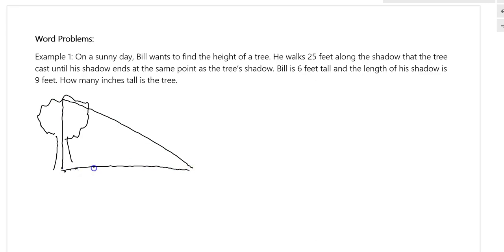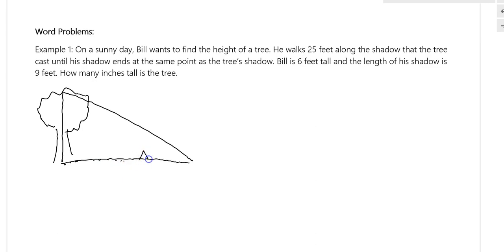Bill walks 25 feet until he's standing, and basically it's going to make a line. If his shadow's hitting the end of it, he's going to be in that same sun ray. So he walks 25 feet along the shadow of that tree. He is 6 feet tall. The length of his shadow is 9 feet. How many inches tall is the tree?